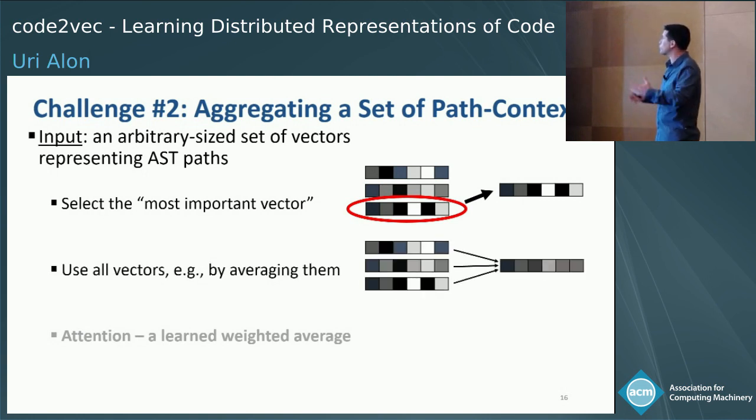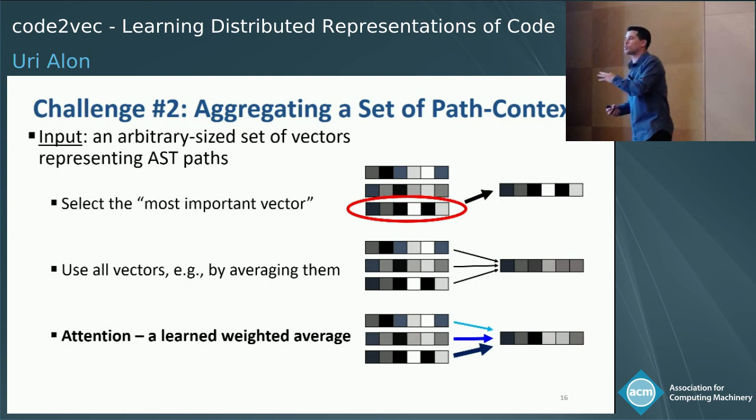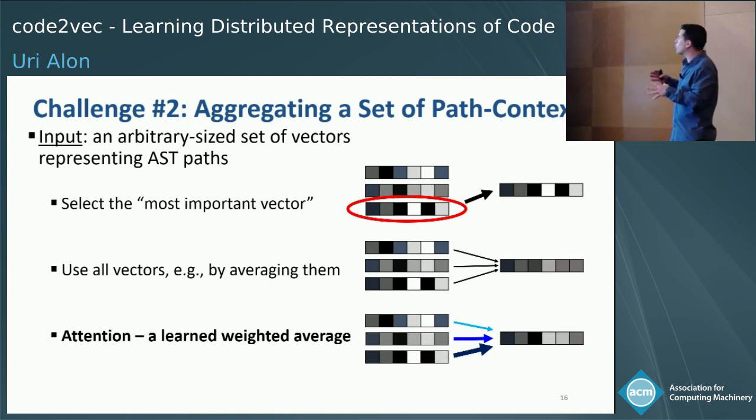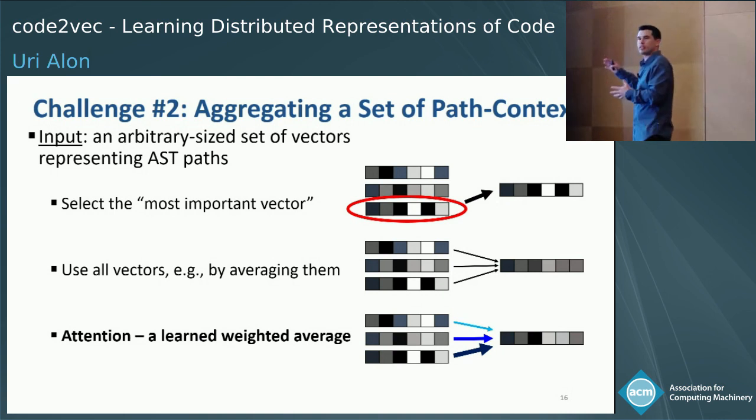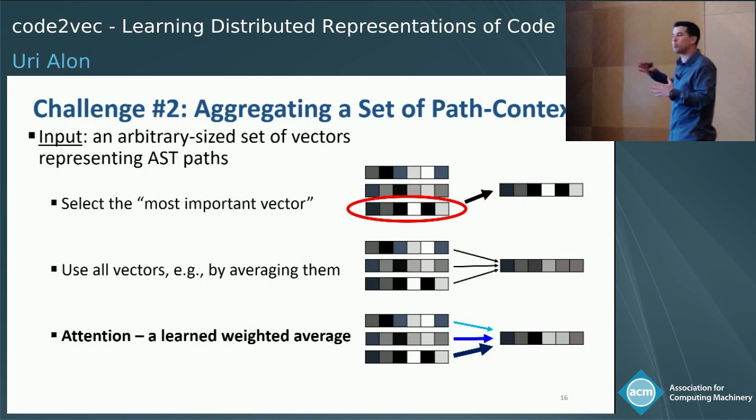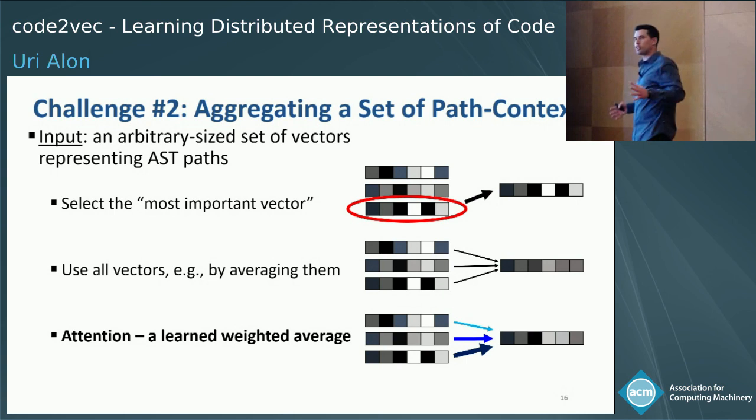Another approach is maybe to use all vectors by averaging them. But the problem here is that we give an equal weight to some very informative, unique and important vector and some other very common and non-informative vector. And finally, the approach that we found to perform the best is to use attention, which means that we compute a weighted average of these vectors such that the weights in the weighted average are learned and computed by the network. So this is equivalent to taking all pieces of information into account, but giving more attention to the important pieces of information.